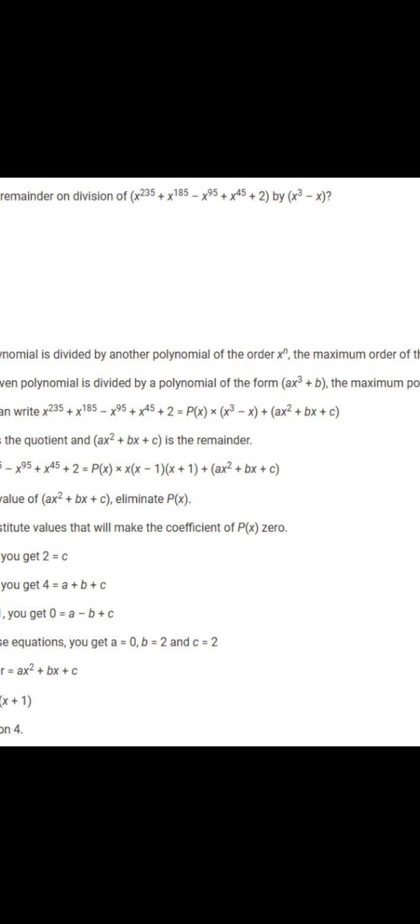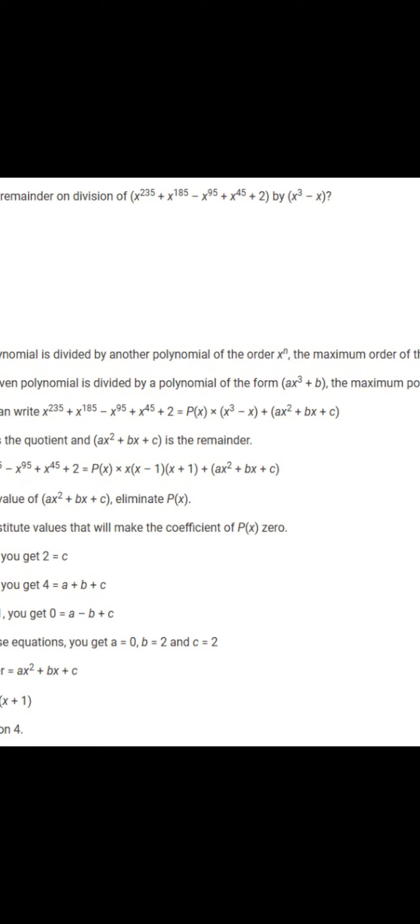For example, if we divide any polynomial by another polynomial where the highest power of x in the polynomial by which we are dividing is, let's say, x to the power 5, then the remainder will have the highest power of x as 4. So in this case, as we are dividing by x cube minus x, the remainder will have the highest power of x as 2.